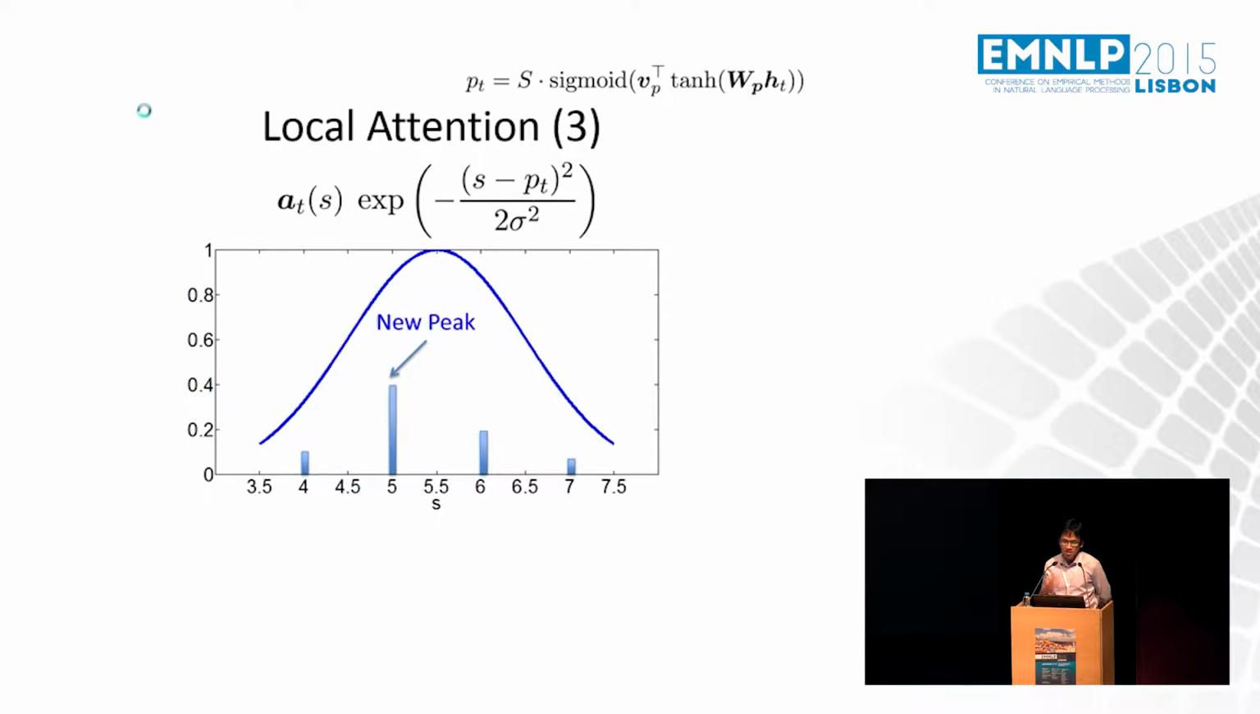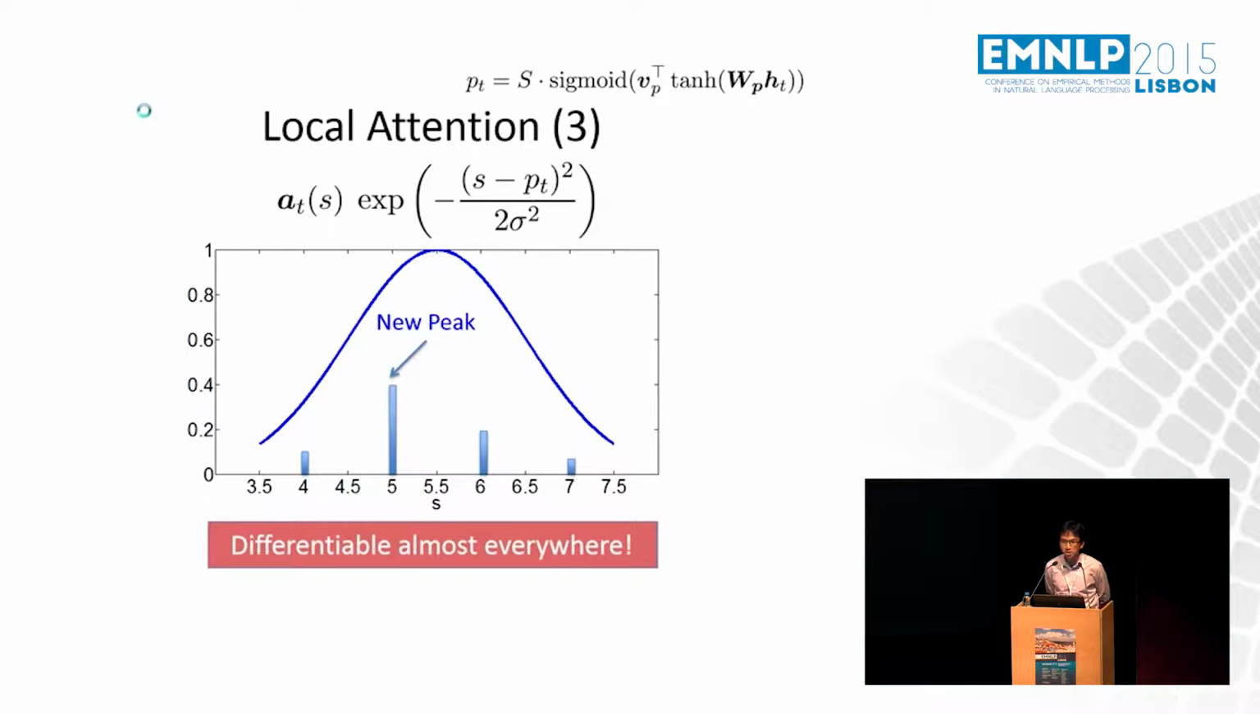And also because of that connection here, now we can have the backpropagation path going through AT and down to WP and VP to learn how to predict position as well. So this model is differentiable almost everywhere, and this works in practice.